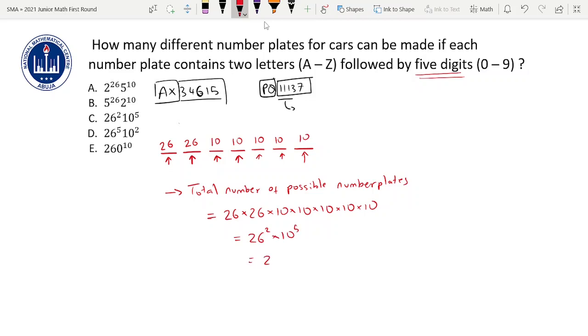So that's how to solve this question. The answer is 26 raised to the power 2 times 10 raised to the power 5, and that is option C here. So option C is the correct answer to this question. That's the right way of going about solving question 48 of this exam.